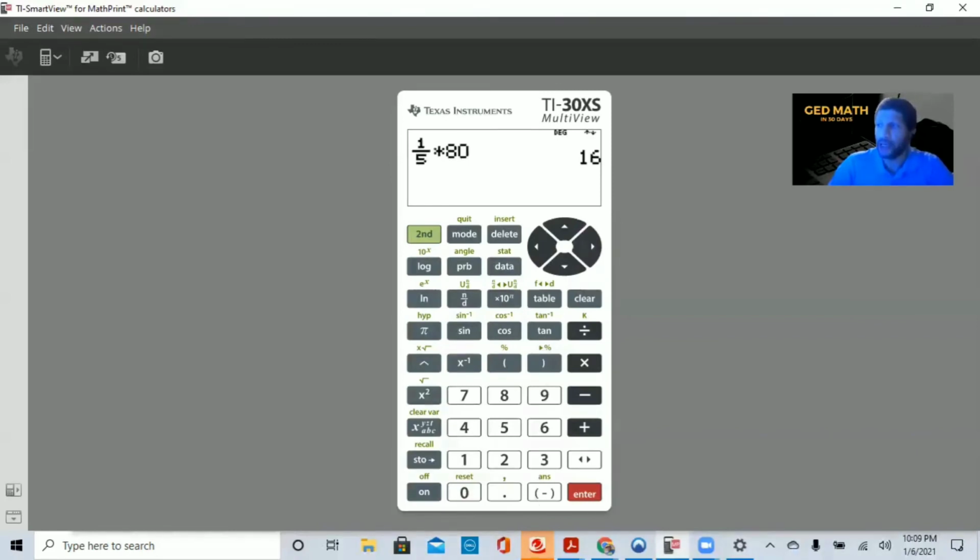Okay, well, let's talk about our fraction, decimal, percent equivalents. So what is 1/5 as a decimal? Let's find out. So 1/5, we're going to convert that by hitting the double arrows, is 0.2. Okay, so let's try 80 times 0.2. 80 times 0.2 is also 16. Well, 1/5 of 80 was 16. 80 times 0.2 is 16.